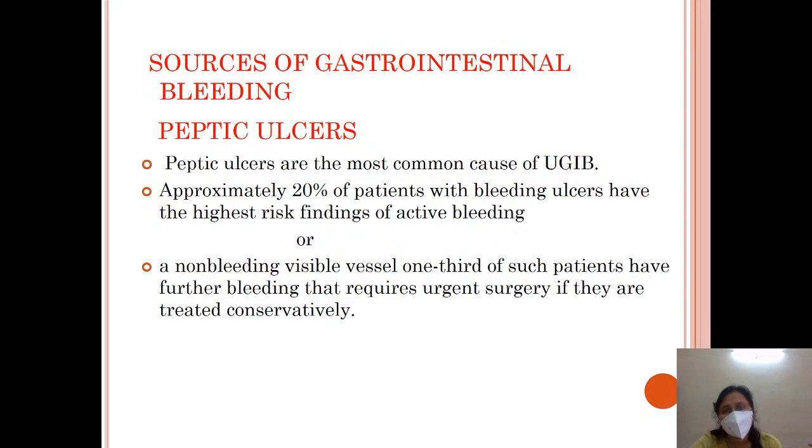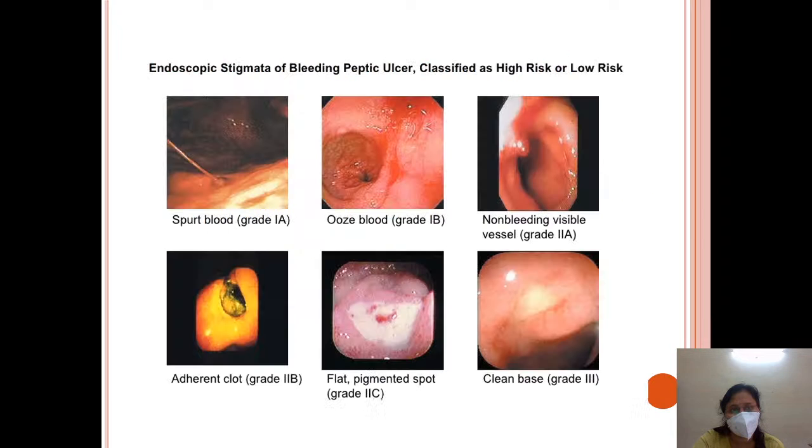Sources of gastrointestinal bleeding. Peptic ulcers are the most common cause of upper GI bleeding. Approximately 20% of patients with bleeding ulcers have the highest risk findings of active bleeding or a non-bleeding visible vessel. One third of such patients have further bleeding that requires urgent surgery if they are treated conservatively.